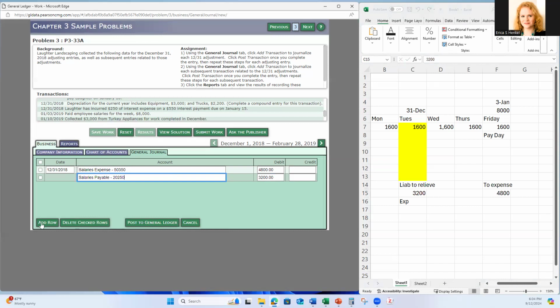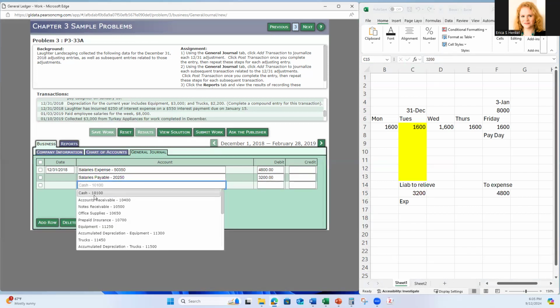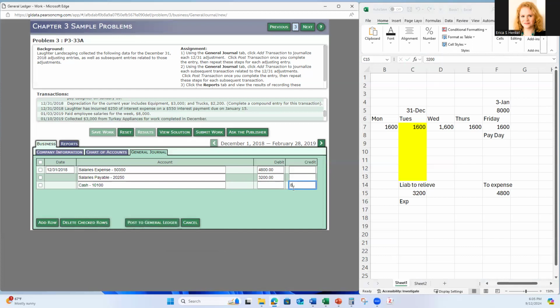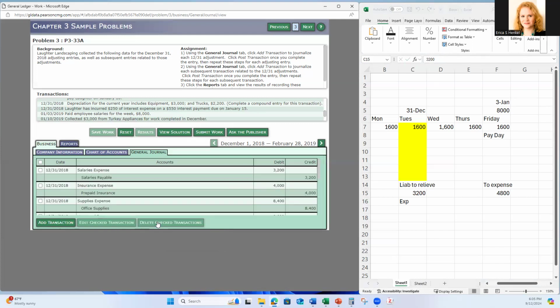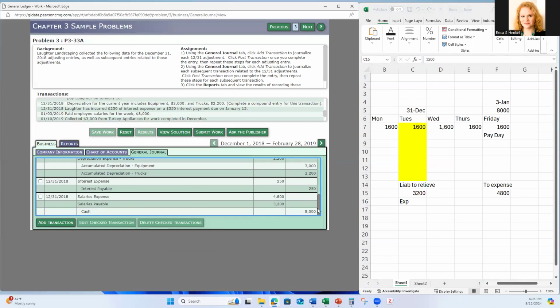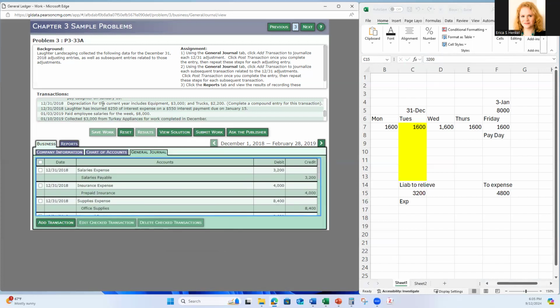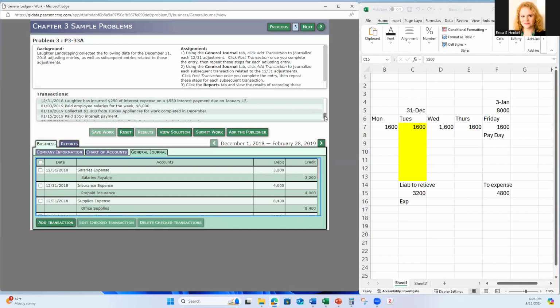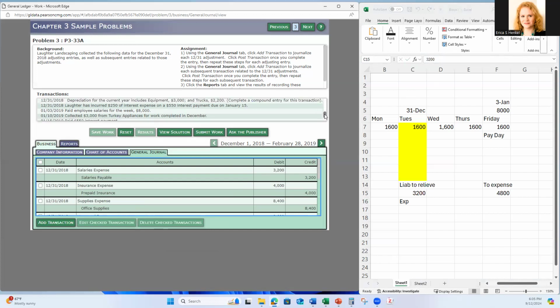All right. And then we need to add one more row here. So we're debiting salaries expense, we're debiting salaries payable for the part we already recorded, and then we are going to credit cash for the $8,000. Okay. So I'm going to go ahead and post that. And so we've got that out there. Now our next entry here, scrolling down, we're collecting $3,000 from Turkey Appliances.